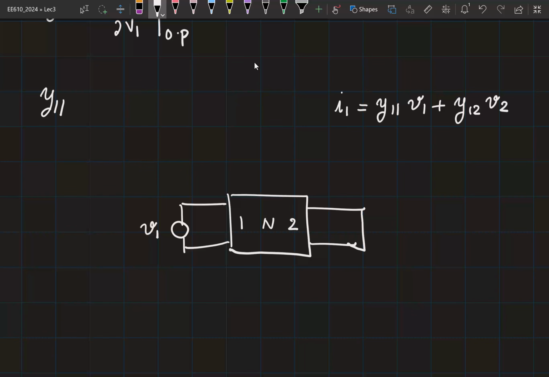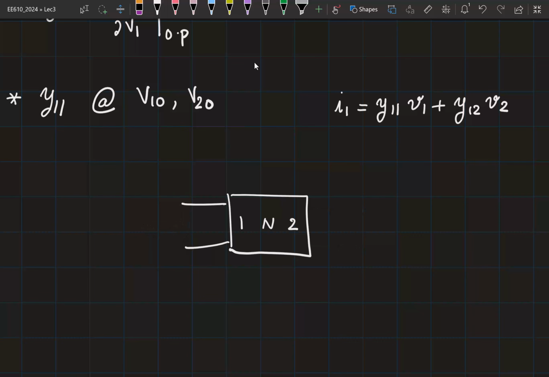Why is a DC source needed? So whenever I ask you to measure a Y11 and tell me the value, you should immediately ask me at what operating point. Because your Y11 is a function of the bias points. Okay. So now let's say I tell you I want Y11 at some V10 and V20. So now how would you change your experiment? Is that clear? The question is clear?